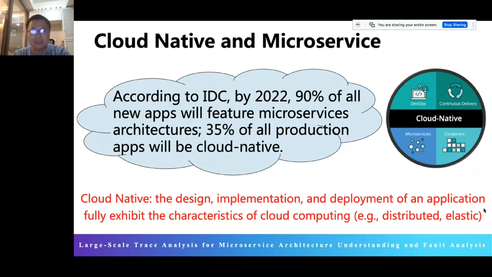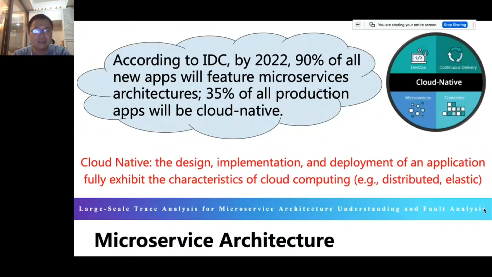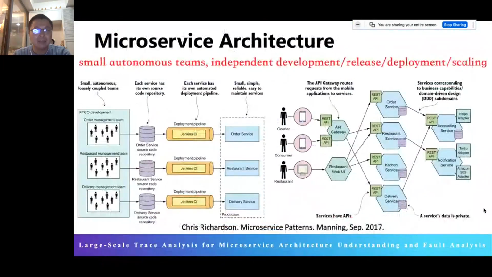We know that cloud native means a series of things. Among them, I think the microservice architecture is an important part of cloud native. Microservice architecture features small-grained services that are developed and maintained by small autonomous teams. And all the services can be independently developed, released, deployed, and scaled.